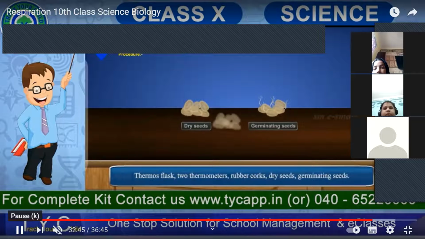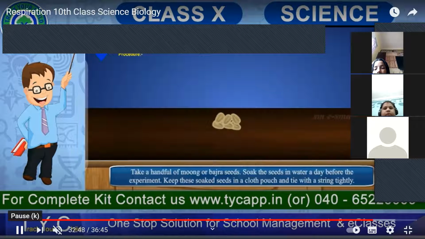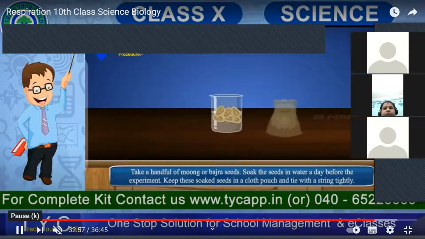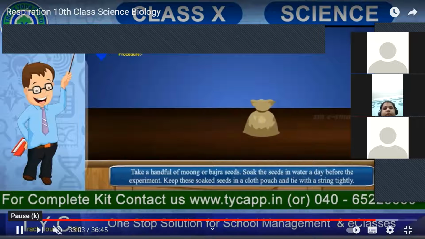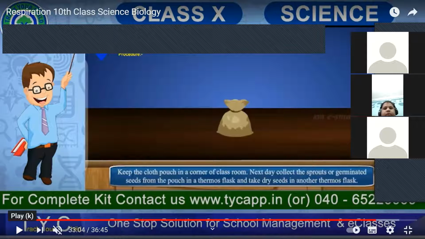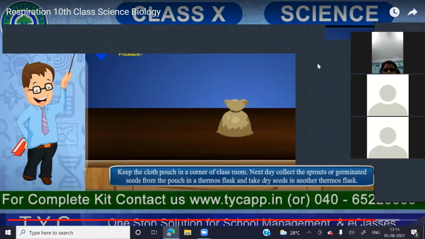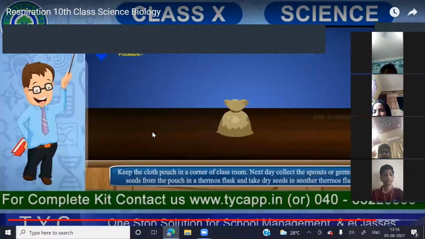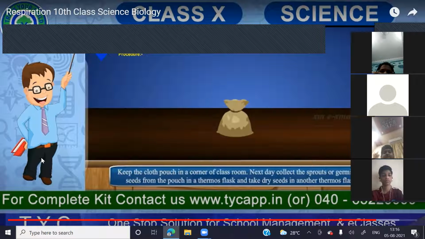And similarly, in the same fashion, we are going to put them into the bell jars and insert them into a one-holed cork. We are soaking the seeds in water for a day before the experiment, and we follow the same procedure to see that the seeds germinate. Is there any problem you are not able to understand? Next day, we are collecting the sprouts or the germinating seeds from the pouch in a thermos flask, and we are taking dry seeds in another thermos flask. Then what do we observe?